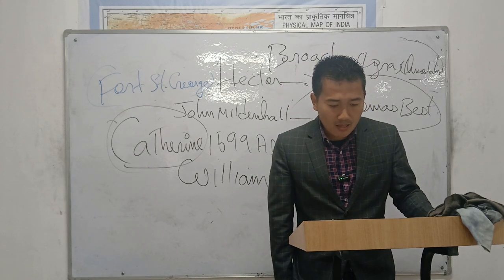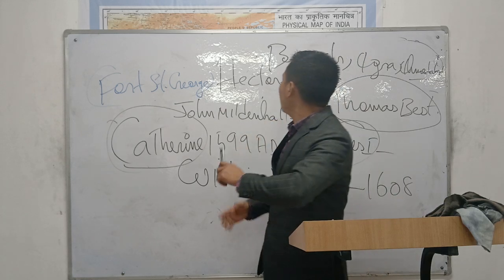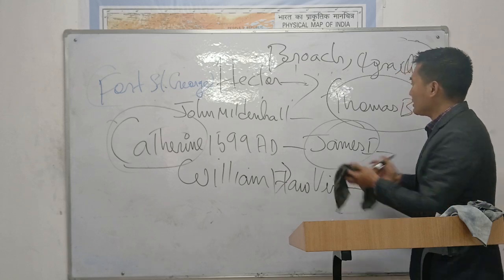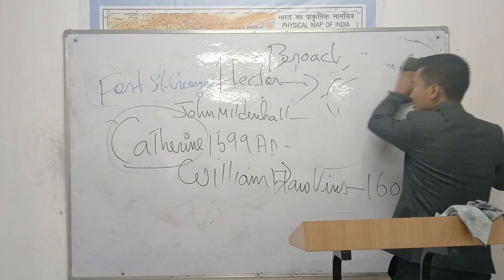Last, one more. 1715 is known as the Magna Carta of the British rule in India. The last point is the Magna Carta, which is very important. Let's see what this Magna Carta is.